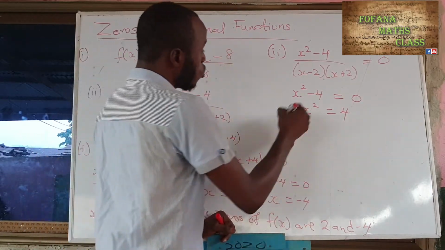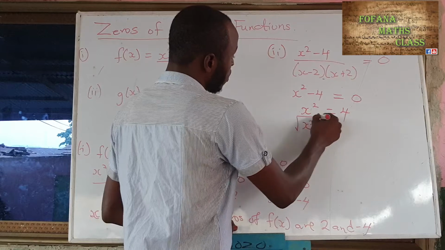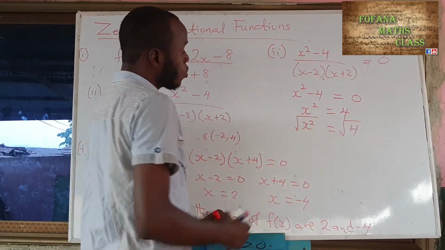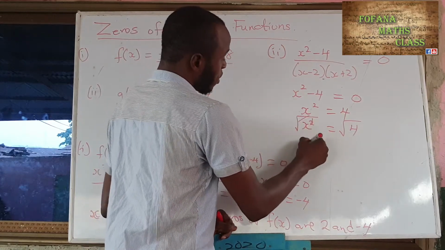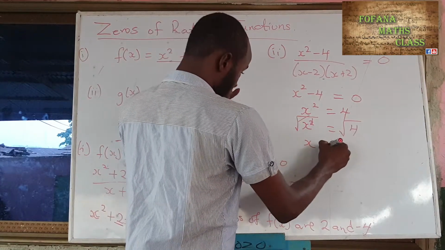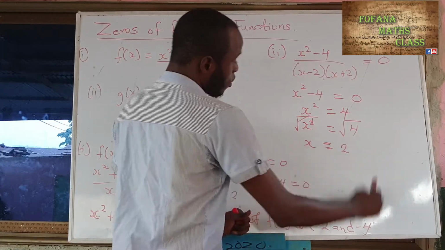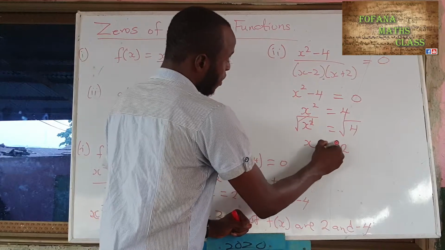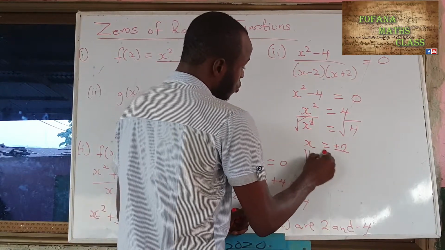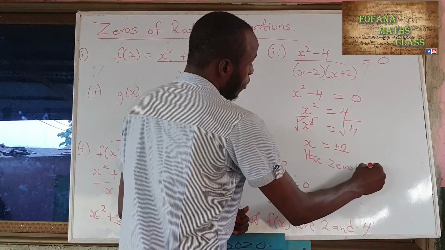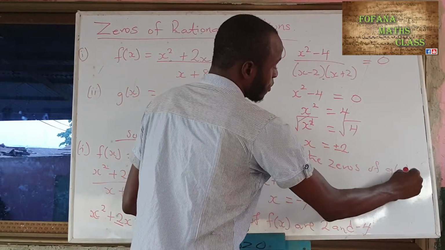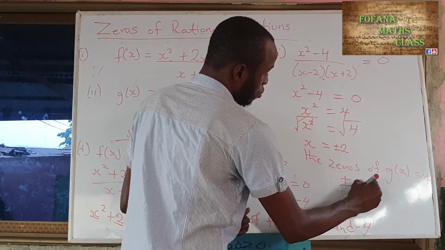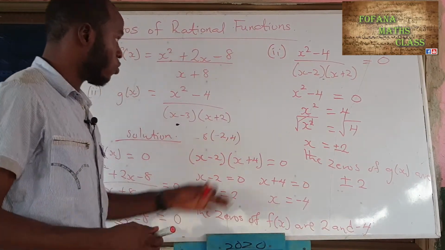positive 4. Then we square root both sides to get our answer. The square cancels the square root, and x will be equal to the square root of 4, which gives us 2, or rather plus or minus 2. Therefore the zeros of g of x are plus or minus 2, which brings us to the end of the solution for the second question.